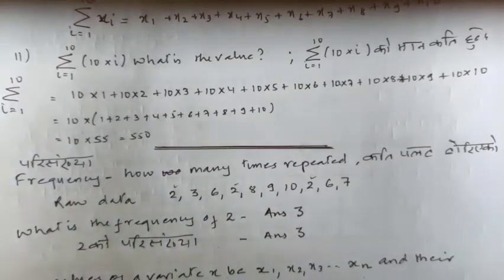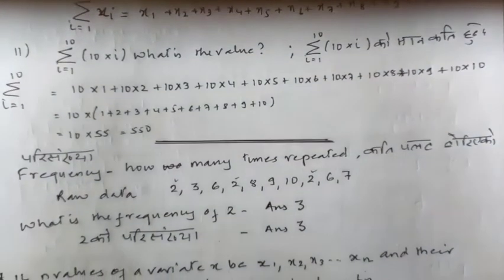So can you see I've given some raw data. I've given some numbers like 2, 3, 6, 2, 8, 9, 10, 2, 6, 7. So if I ask what is the frequency of 2, or how many times is 2 repeated, my answer will be, let's count how many times 2 is repeated. 1, 2, 3. So my answer is 3. So frequency means how many times a certain thing is being repeated.